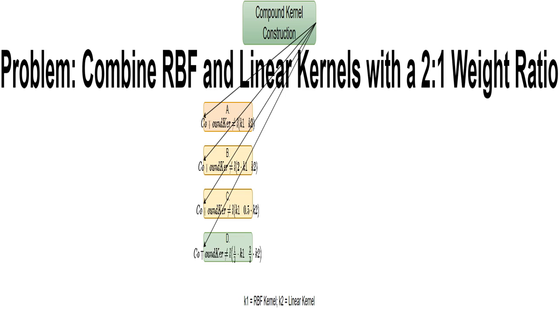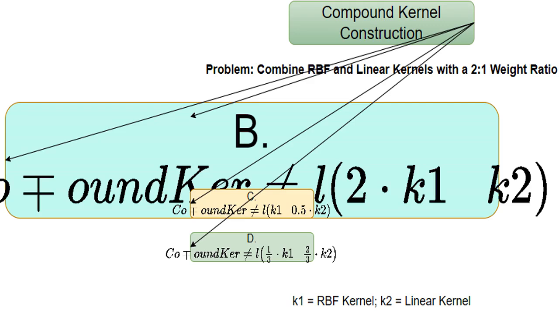Here, I am using a CompoundKernel to mix the RBF (K1) and linear (K2) kernels. I've given the linear kernel half the weight of the RBF kernel, 0.5 K2, which achieves the 2:1 ratio. This is a valid way to solve the problem. It's one of the correct answers.